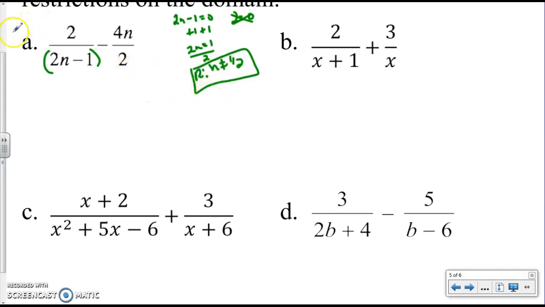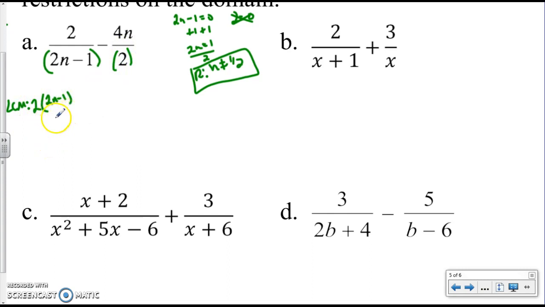Okay, I like to write my LCM off to the side here. If there's a plus or minus sign there, that whole group has to stay together. So I have to have a 2n minus 1. And then I also have to have a 2.